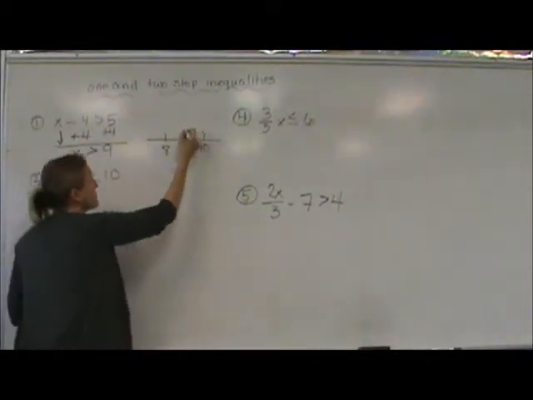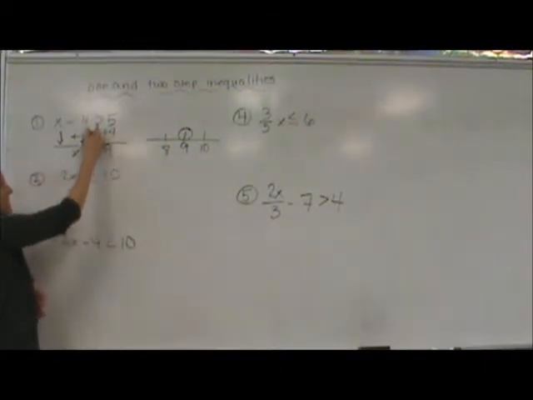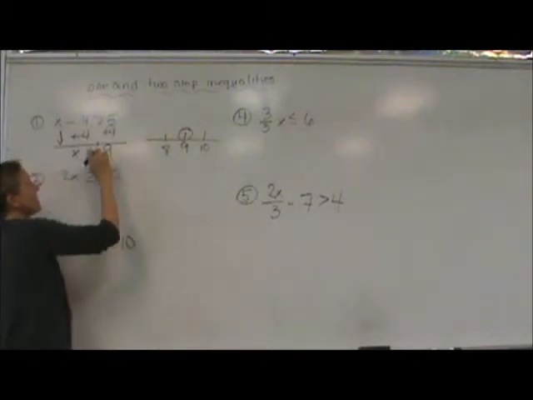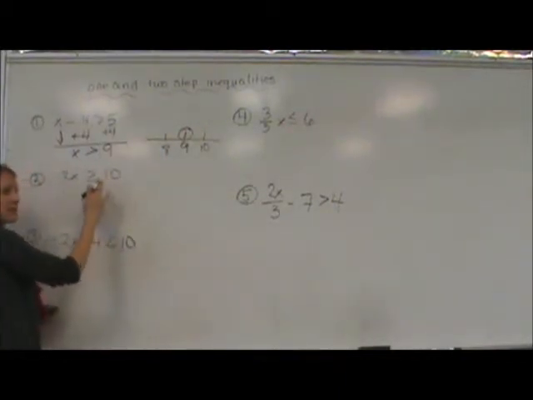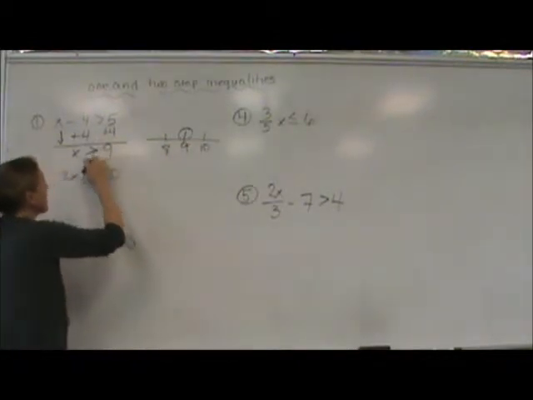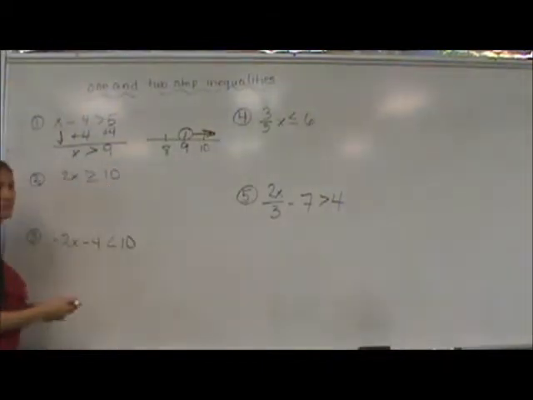Greater than, you're going to put a circle around it. Because it's not greater than or equal to, it's just greater than, you have an open circle. Greater than or equal to and less than or equal to have a closed circle. So we want to keep this open. It's a greater than sign, so we're going to the right side.